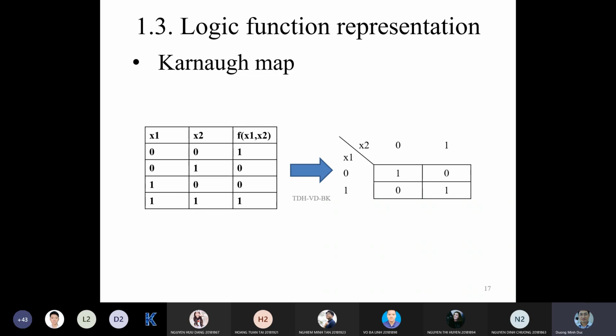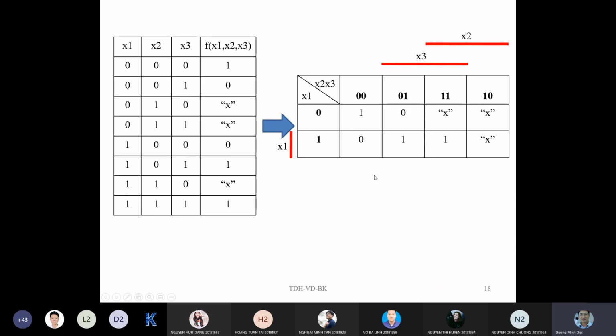For three variables, how can we do? For three variables, we will separate into two groups. The first group is only x1, corresponding to the rows of the table. So we have one variable corresponding to two rows. The first row is x1 equals 0, and the second row is x1 equal 1.